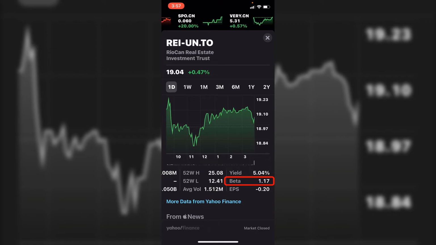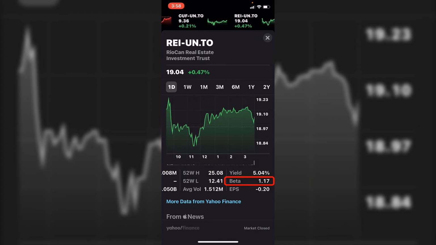And the fourth one is if the beta is 0. If beta is 0, it means that the stock movement does not follow the market's movement. So it goes its own way. If the whole stock market goes up, this particular stock may go down or may go up, okay?